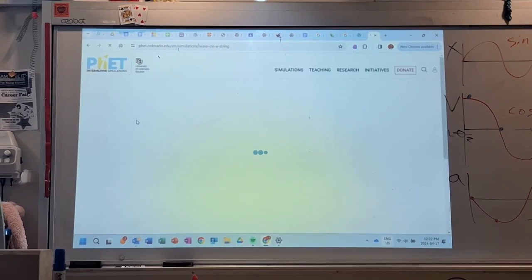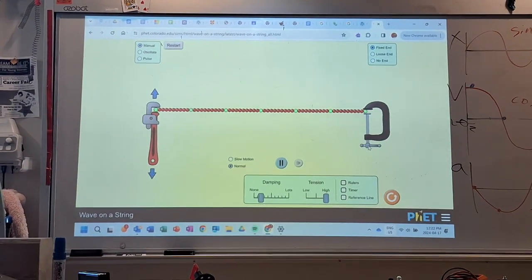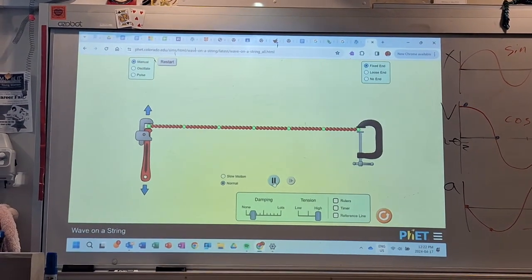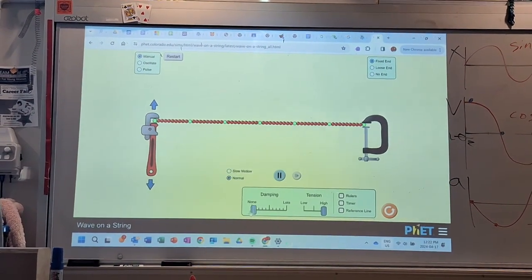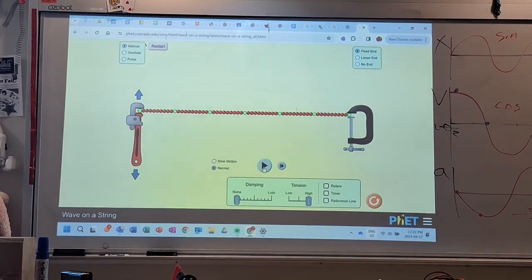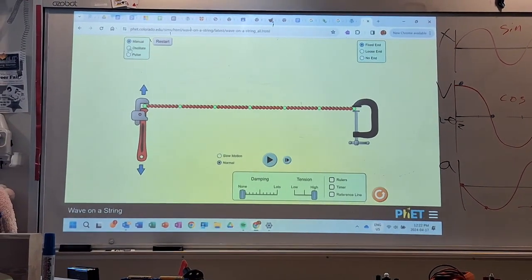That's waves on the string. Remember this? We did this. Let's see, we can make it work. So let's have no damping. We'll have high tension. Yeah, double slit is hard. You have to move the thing.